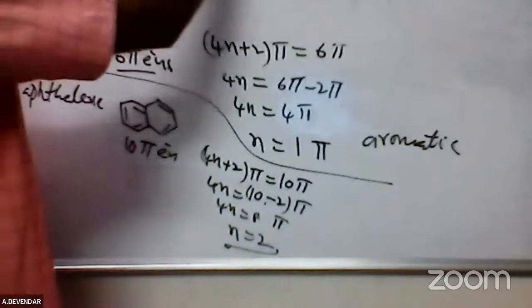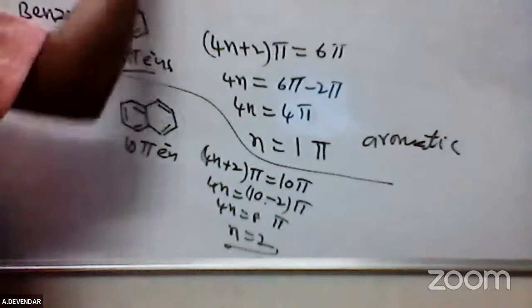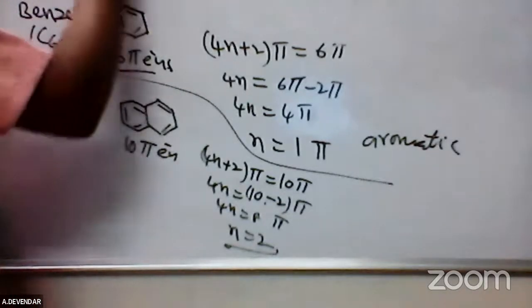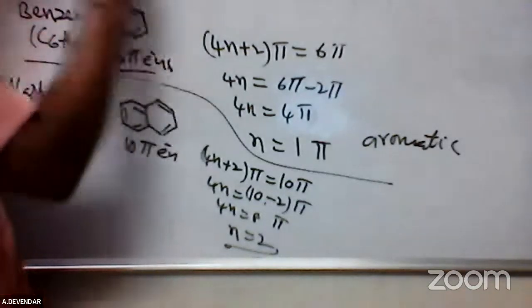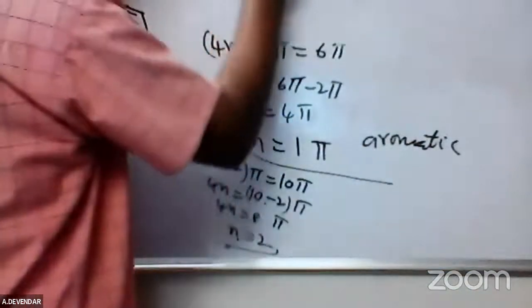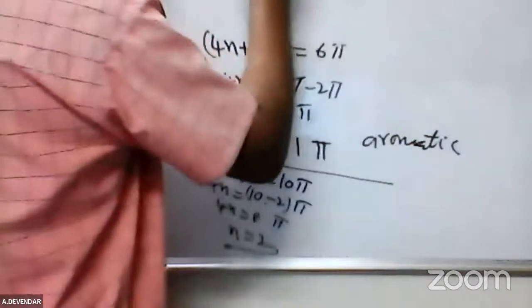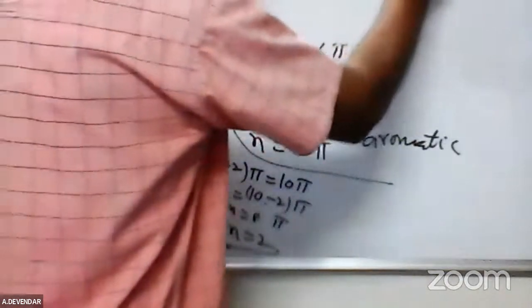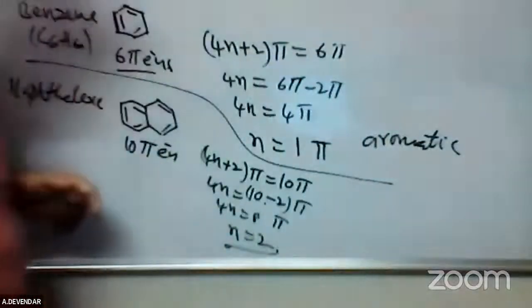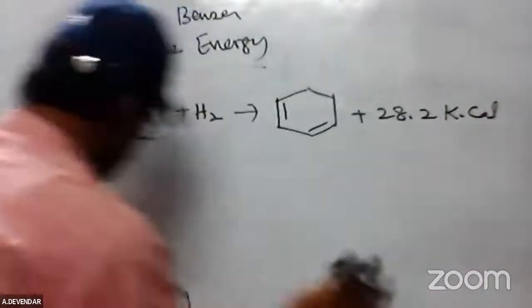What is the resonance energy of benzene? See, benzene has this structure, with 3 double bonds present. For each double bond, one is broken and one hydrogen is added to it. Breaking one bond in the benzene structure requires 28.2 kilocalories of energy.